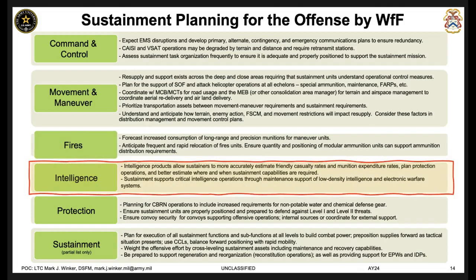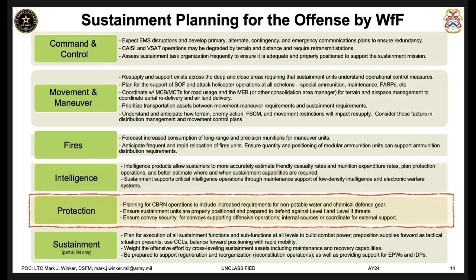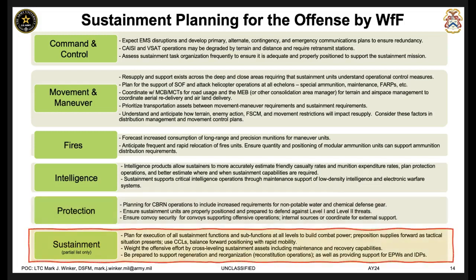Intelligence points to using intelligence products for estimating casualty rates and planning protection operations. Protection involves planning for chemical, biological, radiological, and nuclear, or CBRN, operations and ensuring convoy security. Lastly, sustainment, and this is a partial list only, sustainment planning includes all sustainment functions and sub-functions, weighting the offensive effort by cross-leveling assets and preparing for regeneration and reconstitution operations.